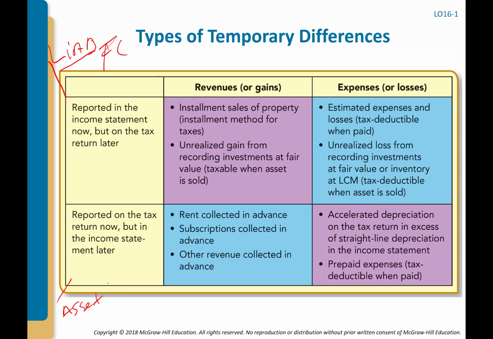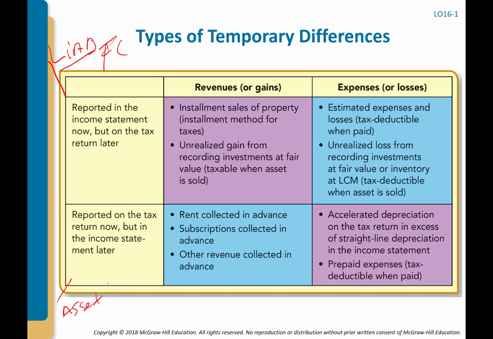And so what's happening? Well, we're going to take that expense now, and so we're doing what? We're having lower net income, less tax, right? And so we're not going to pay the tax on that. But then later on, this is going to turn around, and we're going to take that as a deduction later, okay? Unrealized loss from recording investment. We're taking that loss now, but we won't take that loss for tax purposes until later on, right? Okay.